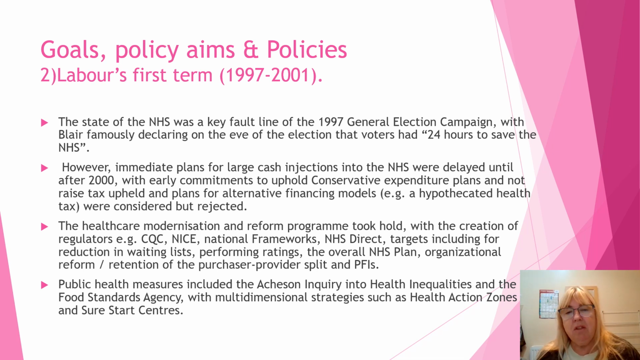However, they had immediate plans for lots of cash injections into the NHS, but that was delayed for quite a few years. They committed themselves to upholding the Conservative expenditure plans and not raising taxes, because there was an issue at the time about raising taxes. Then they considered plans for alternative financing models, which the Tories had done but backed away from, and again, they backed away from this as well. This has been an issue governments have been backing away from for a long time, because most people are happy for it to come out of their national insurance, but then they don't want to spend any more taxation on it.